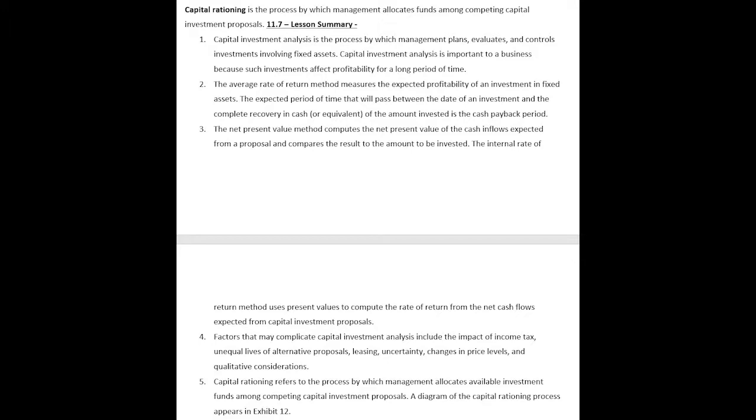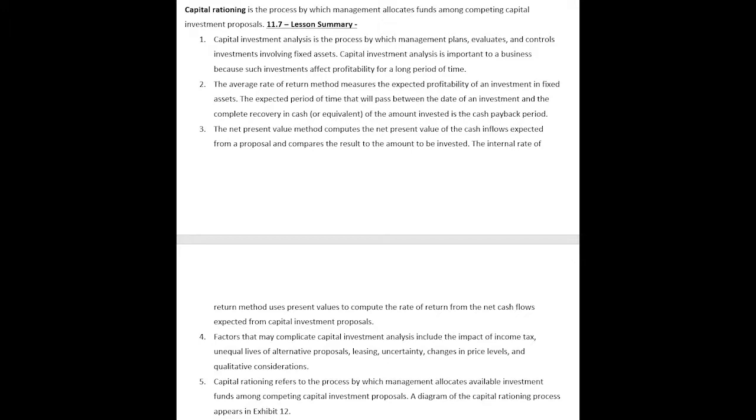All right, lesson number 11. We're going to talk about capital investment analysis. Capital investment analysis, or capital budgeting, is the process by which management plans, evaluates, and controls investments in fixed assets. Capital investments use funds and affect operations for many years and must earn a reasonable rate of return. Thus, capital investment decisions are some of the most important decisions that management makes.